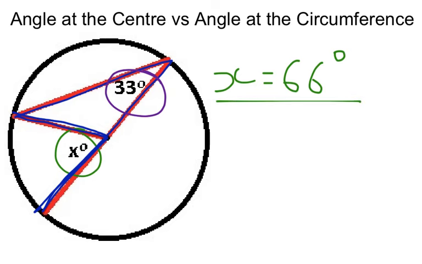And that's how we work out the angle at the centre versus the angle at the circumference. Remember, the angle at the centre is double the angle at the circumference.